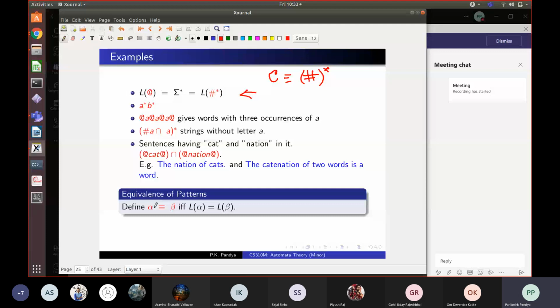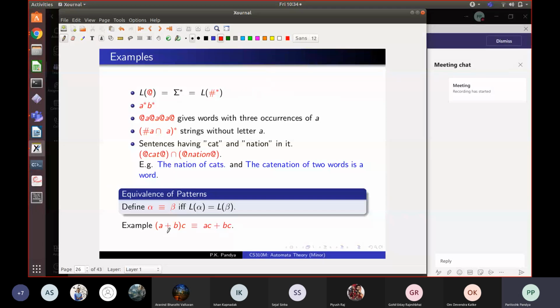So the notion of equivalence of patterns is clear to you. It's like saying that 2 plus 1 is equivalent to 3. We just write equal to because we don't know. If we treat this as expressions, then these are not same expressions. They are not identical. They are equivalent expressions, right? So similarly, we can talk about two patterns denoting the same language. Okay, the idea is clear.